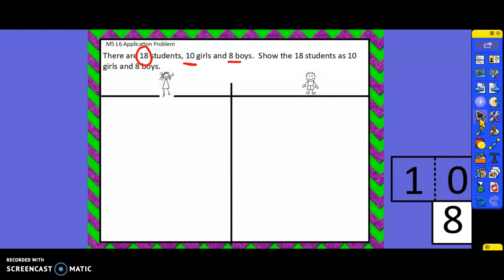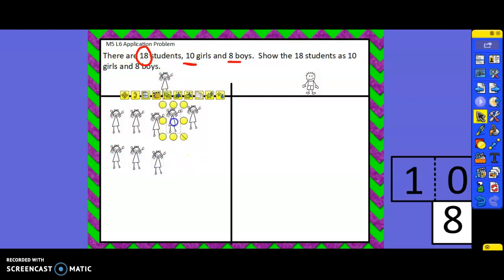Let's show our 10 girls. 1, 2, 3, 4, 5, 6, 7, 8, 9, and 10. Oh, good. Miss Nakia is going to circle that 10. There's our 10 girls.